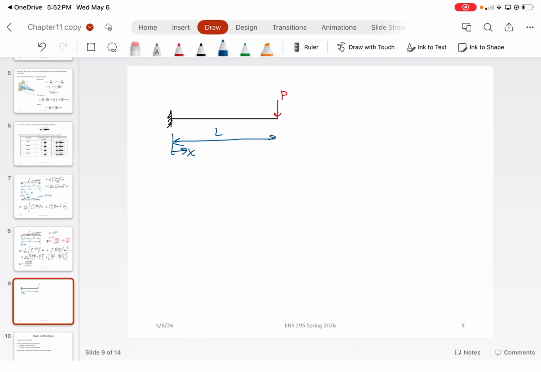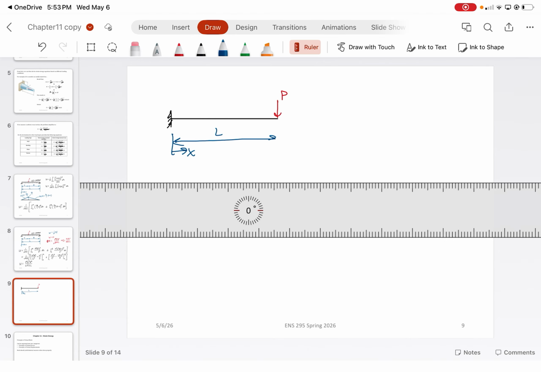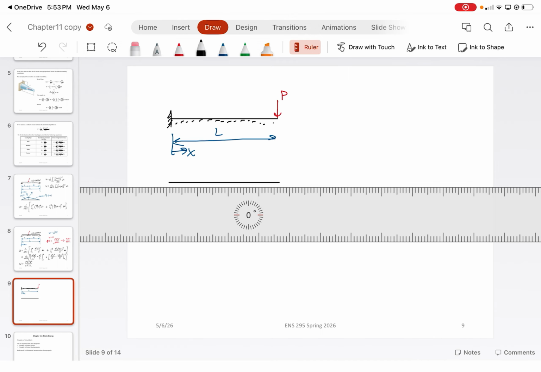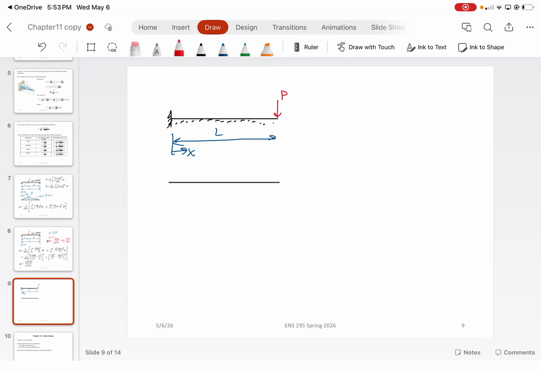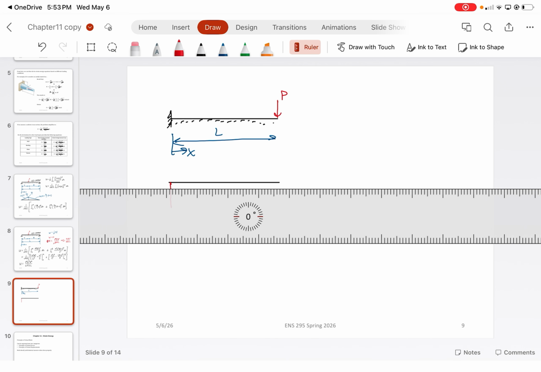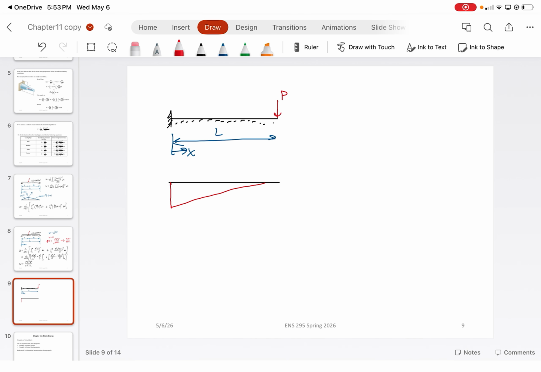All right? Now we can draw the bending moment equation. If we set our reference fiber to the bottom, then what we end up with is a negative bending moment equation. This moment would be negative PL, and then M of x would equal P times (x minus L). All right?